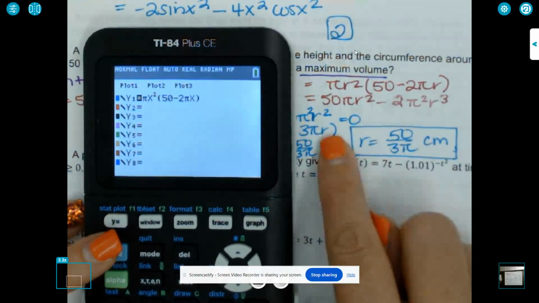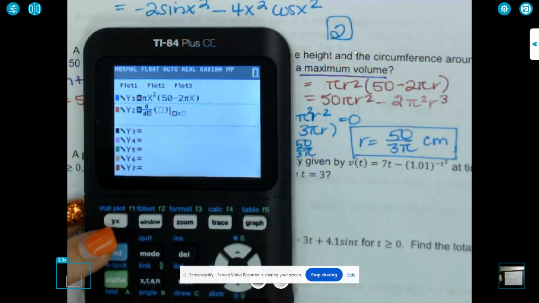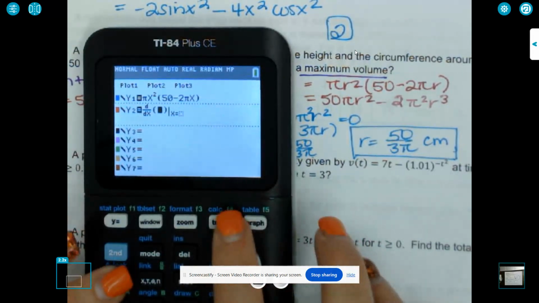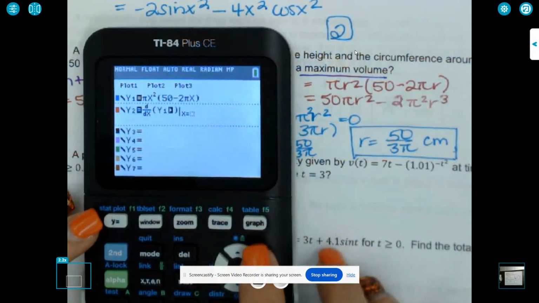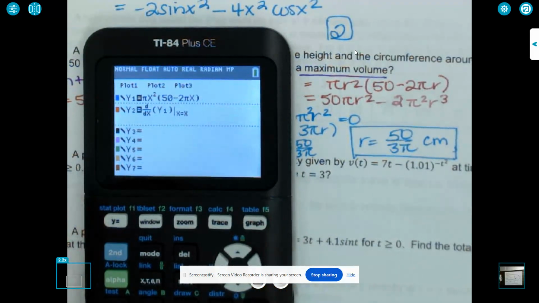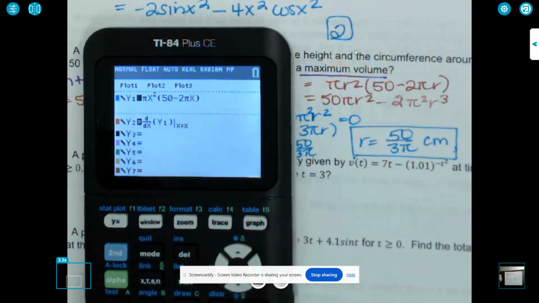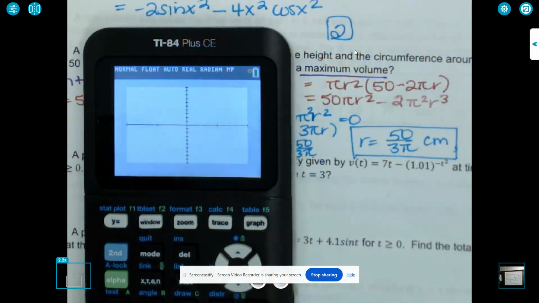Okay, so if I took the derivative of that, I'm going to hit math 8. So we're going to dy dx. That's y1, so alpha, trace, enter. And we just want to put x equals x here. I don't need to graph this one, so I'm going to turn that off. I'm going to hit enter and turn that off. Okay, so I'm going to hit graph here, and I have to change my window.